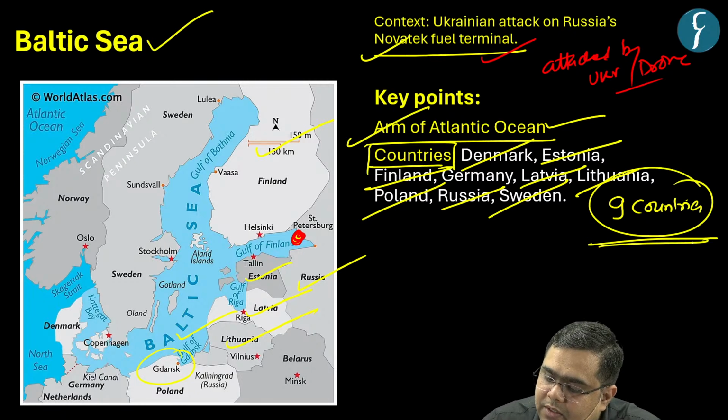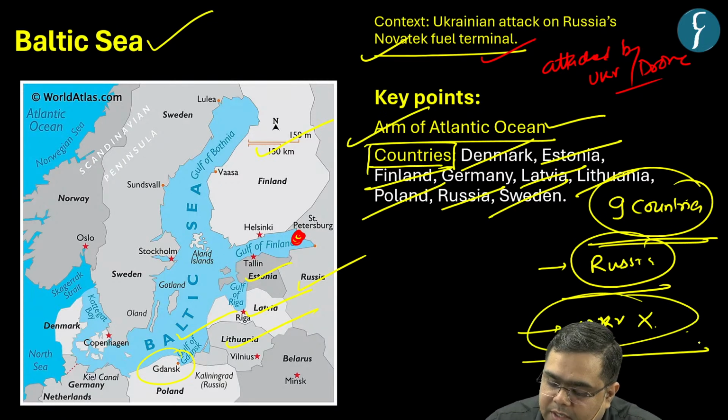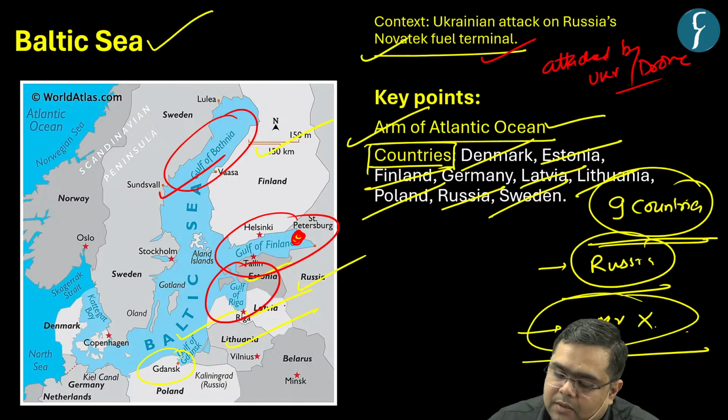And not just these, but a key point to remember is that Russia borders the Baltic Sea and Ukraine does not border the Baltic Sea. Some other key locations that are significant when it comes to the location of the Baltic Sea are that the Gulf of Bothnia is located over here, the Gulf of Finland is located over here, and the Gulf of Riga. Riga is the capital of Latvia.